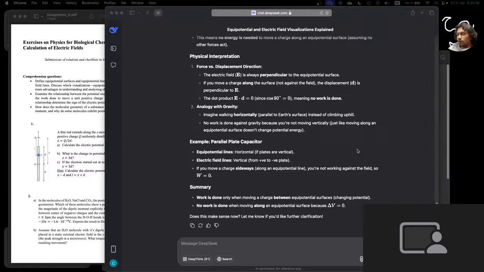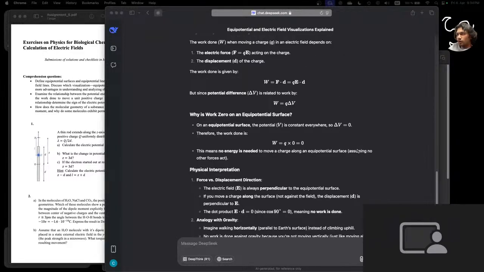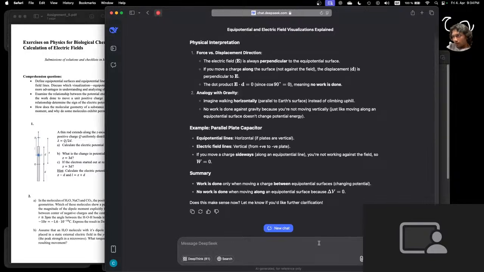So no work is done in moving a charge on an equipotential surface.